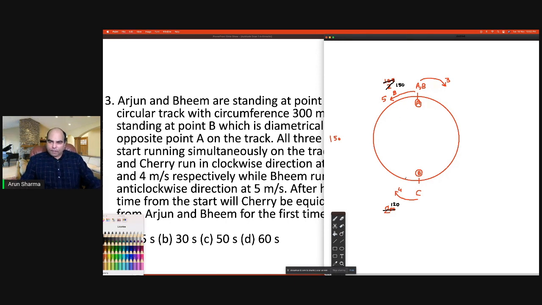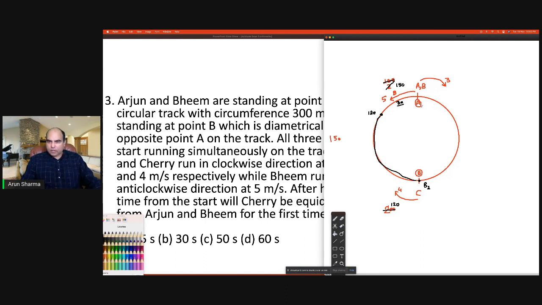So if Bhim travels 150, he will come here, so this will be Bhim's position in this case, and Cherry's position is 120 away. So Cherry will be 120 away. So the distance between Bhim and Cherry will be 120. We are testing 30 seconds, so this distance is 30, right?